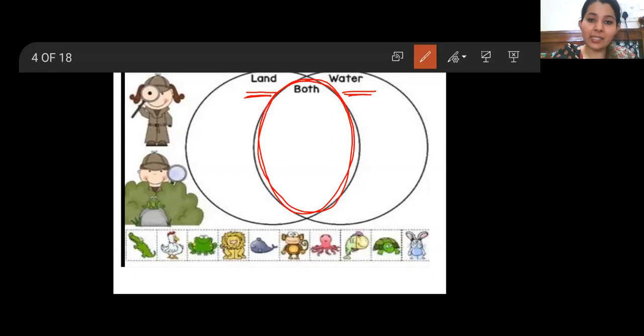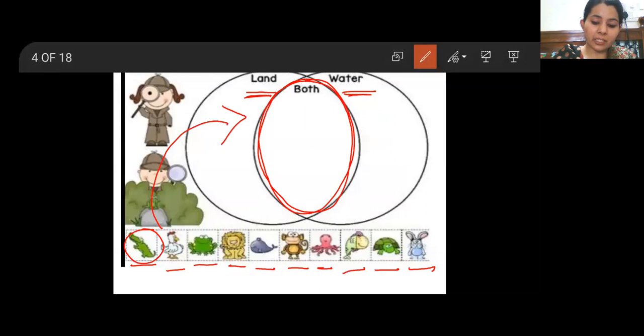All right. So let us see what animals do we have. Here I have crocodile, hen, frog, lion, dolphin, monkey, octopus, fish, turtle, rabbit. So all these animals you need to now pick from here and put in the appropriate circle. I'll just give you one example, that crocodile.